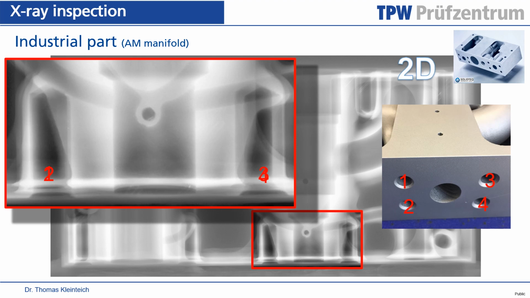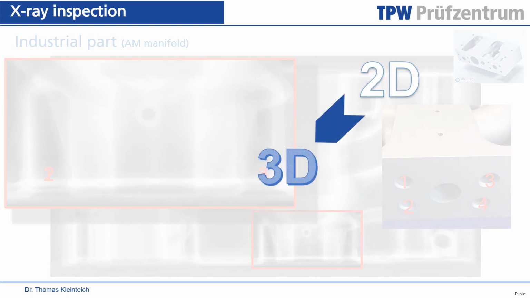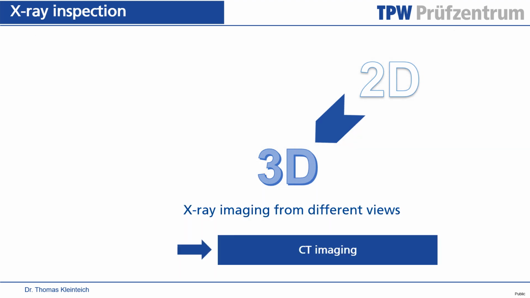And the simplest thing to move from 2D to 3D would be to look at the part from different orientations. So basically to capture X-ray images of different views of the part. And this is exactly the principle that is followed by CT imaging.